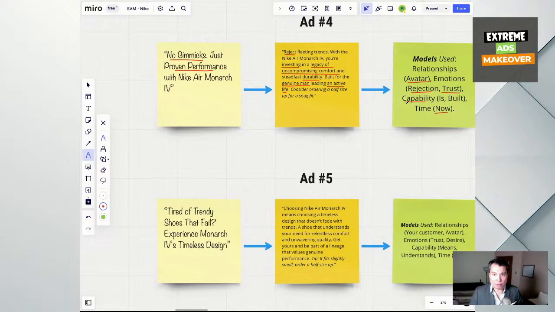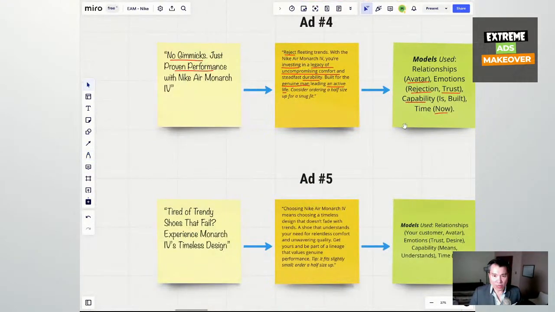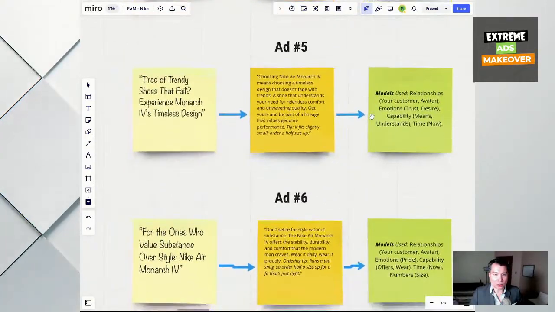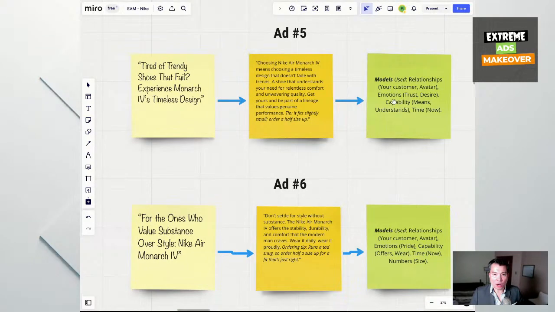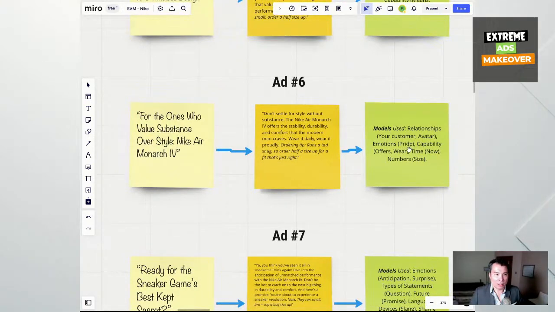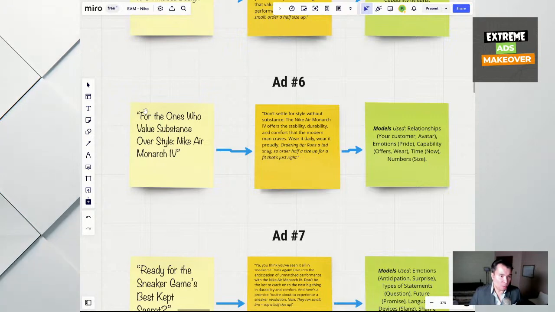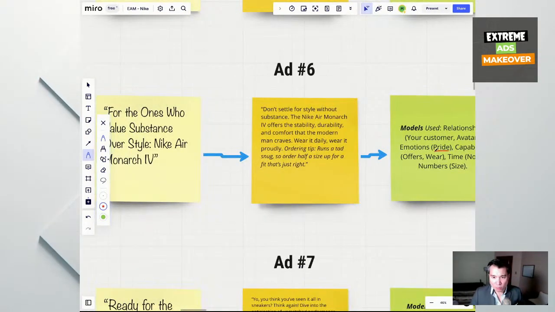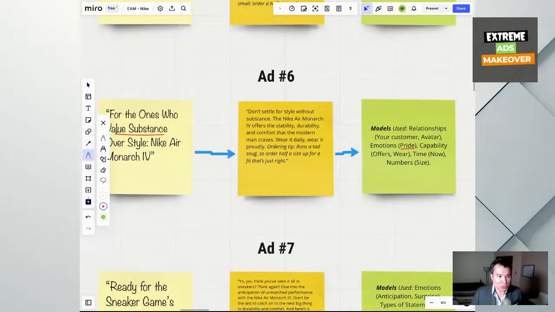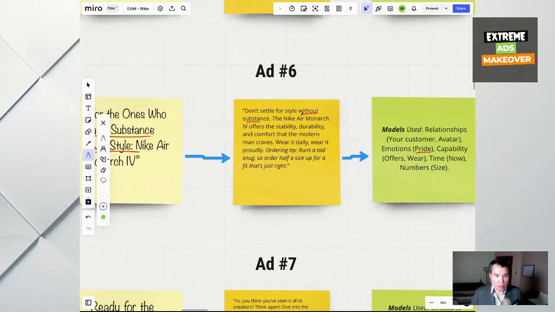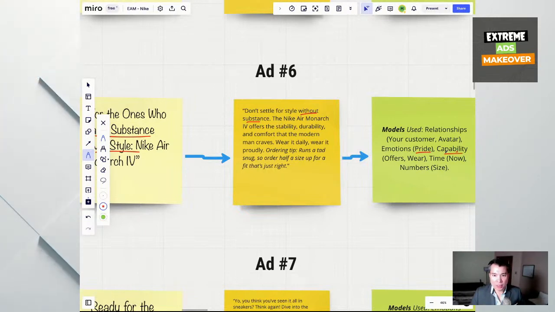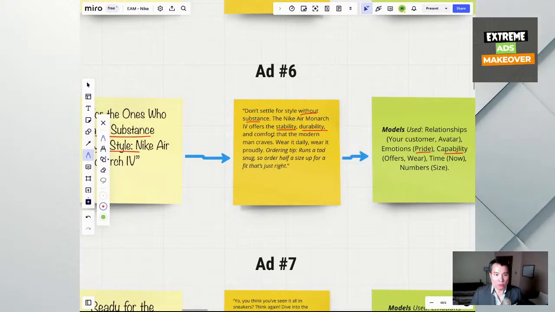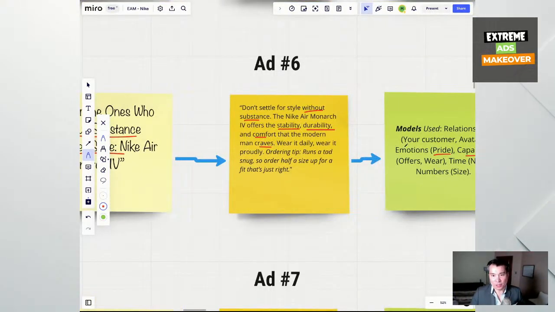So as you can see, I can see the same pattern happening over and over again from ad one to six. For example, in ad number five, we talk about the emotion of trust and desire, right? Trust and desire, and ad number six is about pride. Let's go a little bit deeper. When you talk about pride, for the one who values substance over style, don't settle for style without substance, right? It offers, again, capabilities: stability, durability, and comfort that modern man craves. It's about your customers. Wear it daily and wear it proudly.